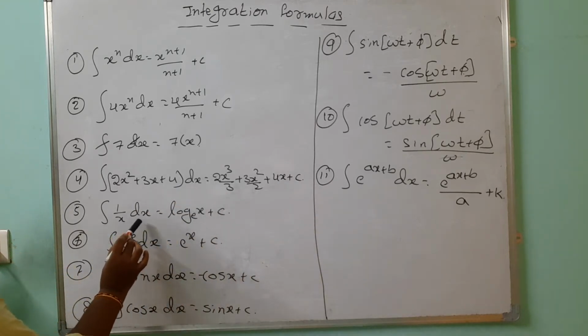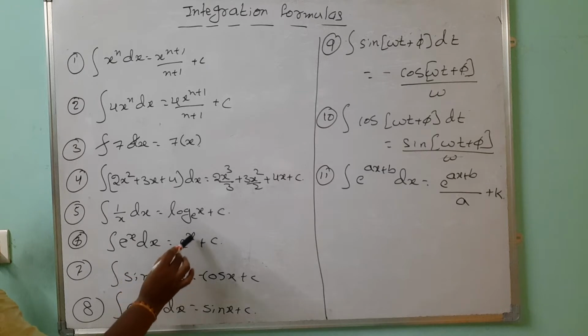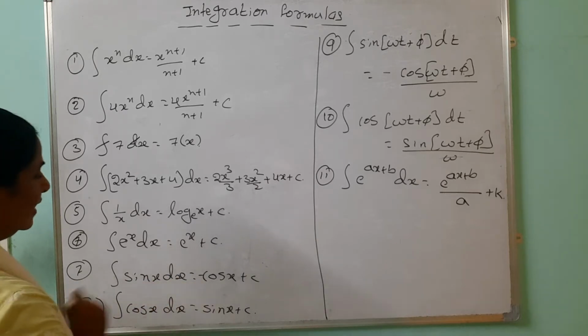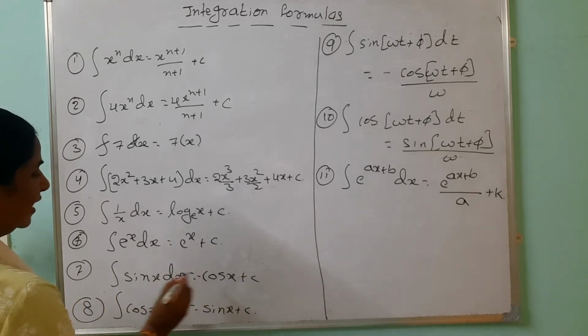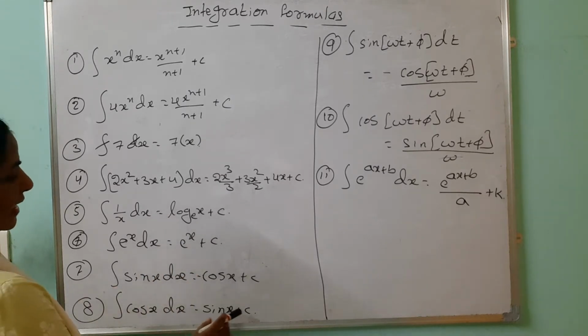Like that, the integration of 1 by x into dx formula is log x. The integration of exponential function of x into dx is e to the power of x plus constant. Then the integration of sin x into dx, you remember this one, especially BiPC students, you get minus cos x plus constant. The integration of cos x into dx is sin x plus c.